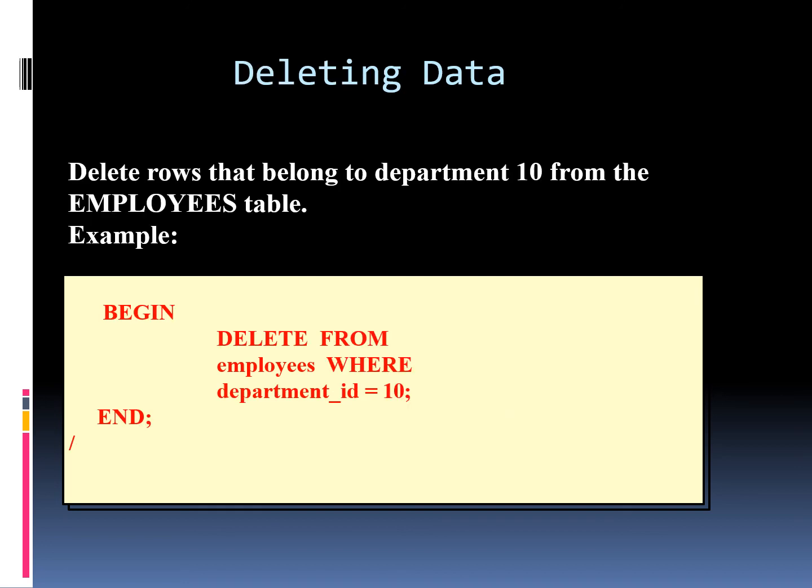This example shows how we can delete a particular row from a table. By writing this delete query in a begin end block, we can delete a record from a table where department ID is equal to 10, right?